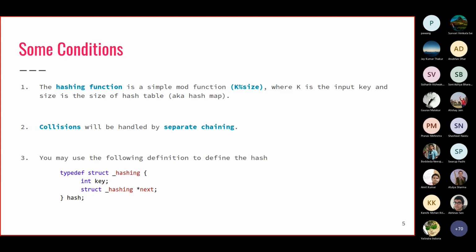So we shall keep a linked list for each entry in the hash table, and when there is a collision, we shall add to the last position of the list or to the first position of the list. And another thing is that you may use the following definition to define the hash structure. Okay, so the hashing node may have the key and the pointer to the next node.